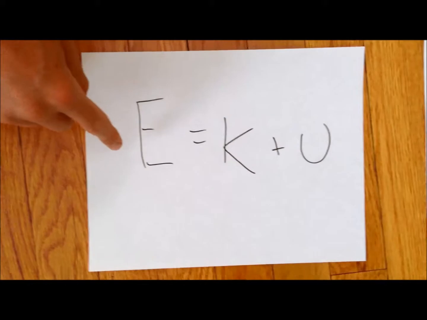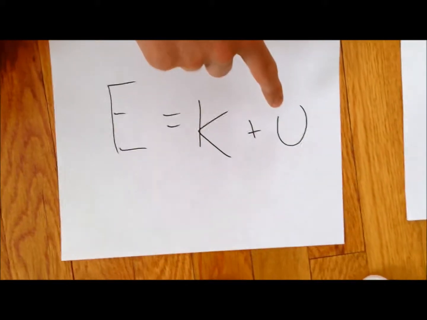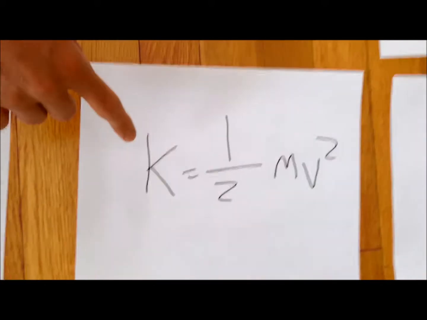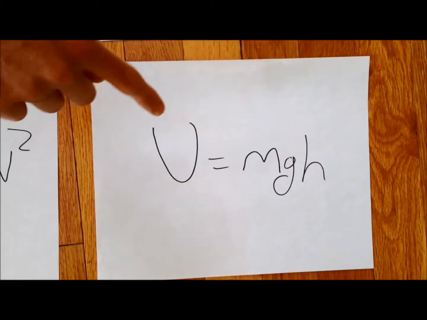The total energy equals the kinetic energy plus the potential energy. That kinetic energy equals half mv squared, and potential energy equals mgh.